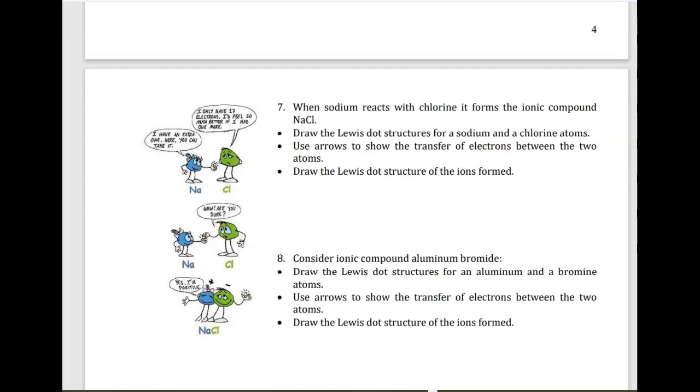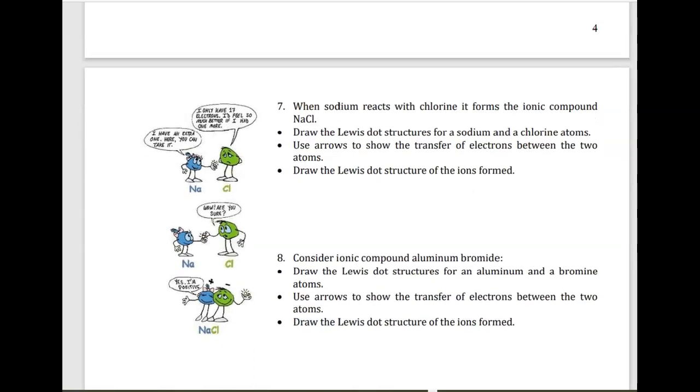Okay, the next one. When sodium reacts with chlorine, it forms the ionic compound sodium chloride. Draw the Lewis dot structure for the sodium and the chlorine atoms. Use arrows to show the transfer of electrons between the two atoms and draw the Lewis dot structure of the ions formed. So let's do this together. So sodium chloride. So I'm going to draw sodium.